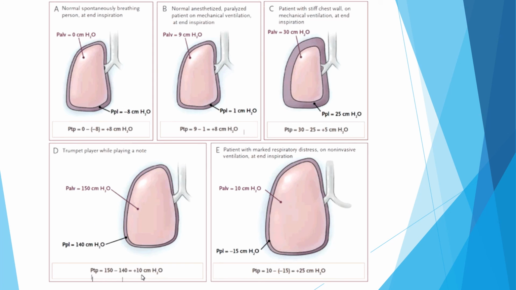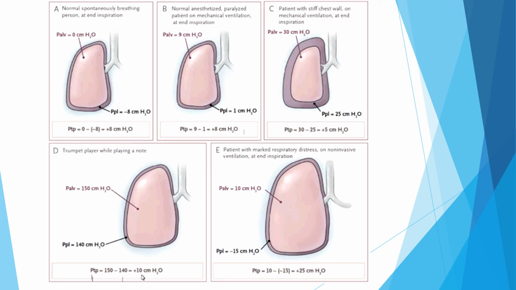And here's just a couple examples of what's going on. So we have slide 1. This is a normal person breathing. We have an alveolar pressure of 0, a pleural pressure of -8. Calculated out, we get a +8. In B, a patient on a ventilator, paralyzed and sedated. He's comfortable, so he receives positive pressure and generates the same transpulmonary pressure of 8. So they have equal compliances and an equal transpulmonary pressure.